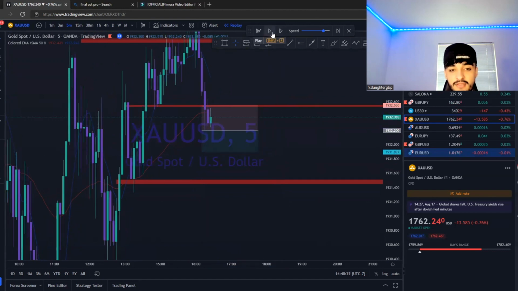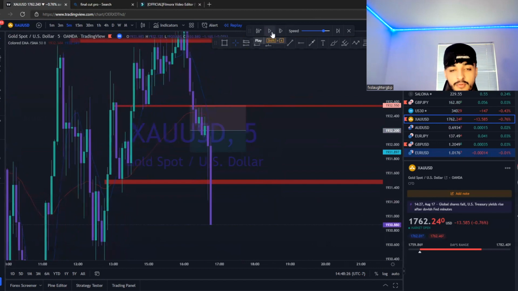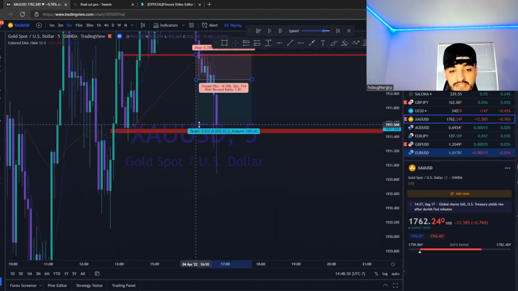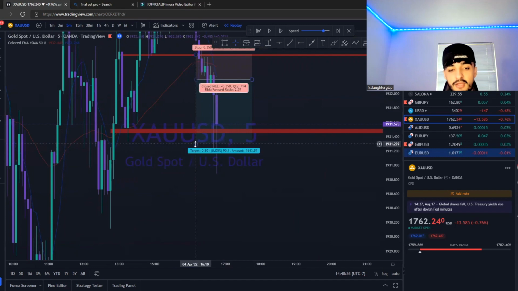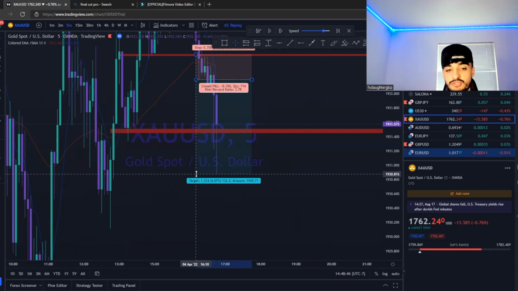Trade is still not activated. Activate it. Boom. So in this case, we hit 60 pips, 90 pips, and if you were holding more, you hit almost 130 pips. So that's almost a 1-to-4 risk to reward ratio.